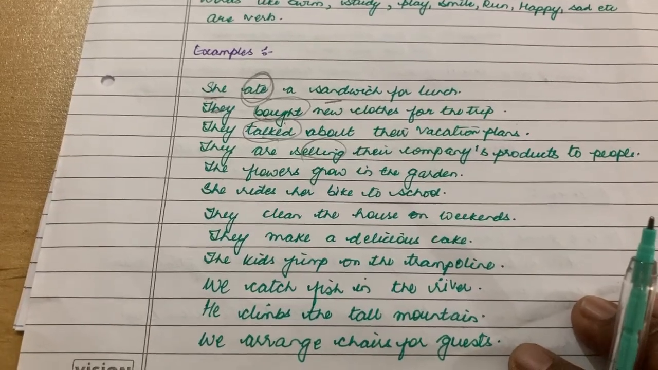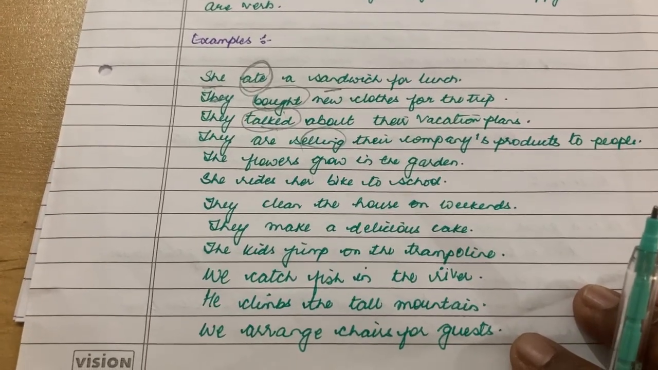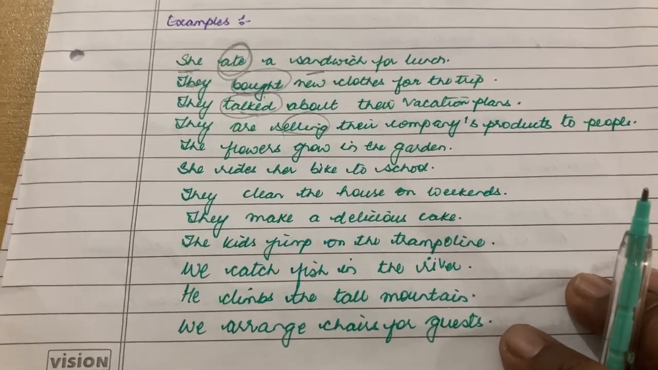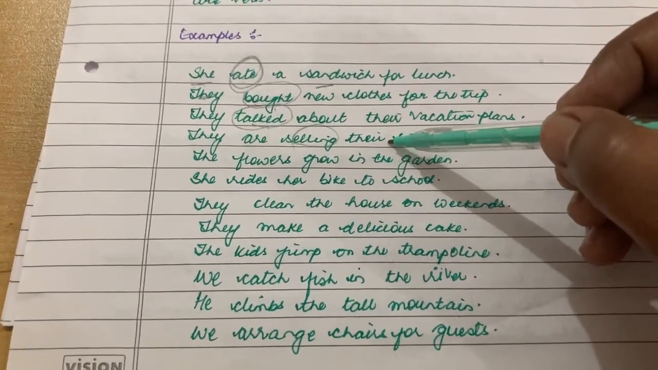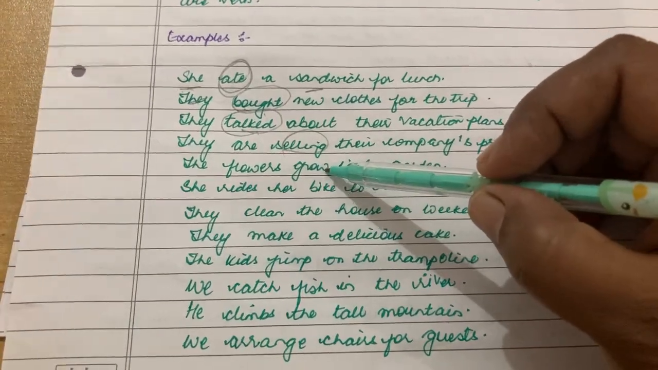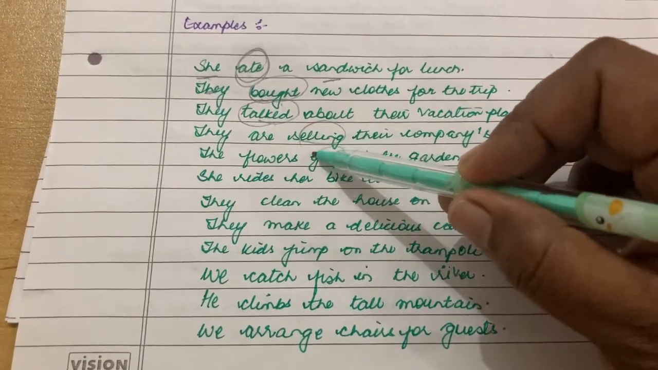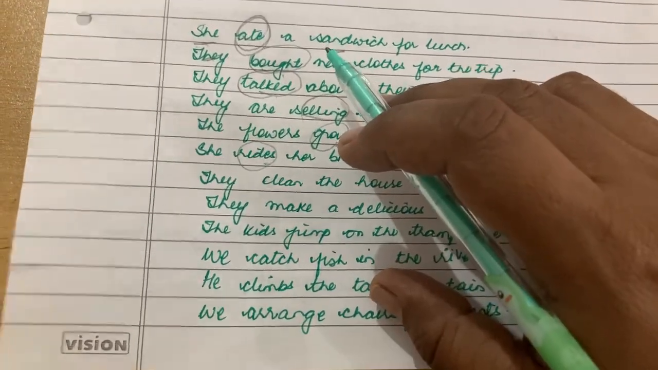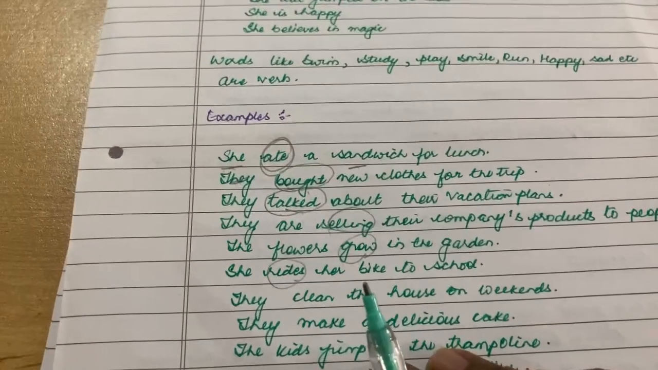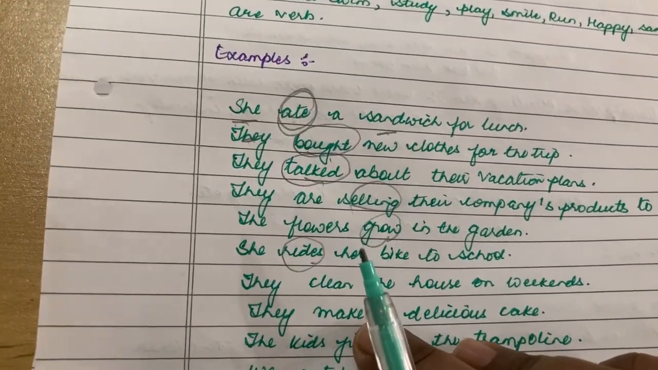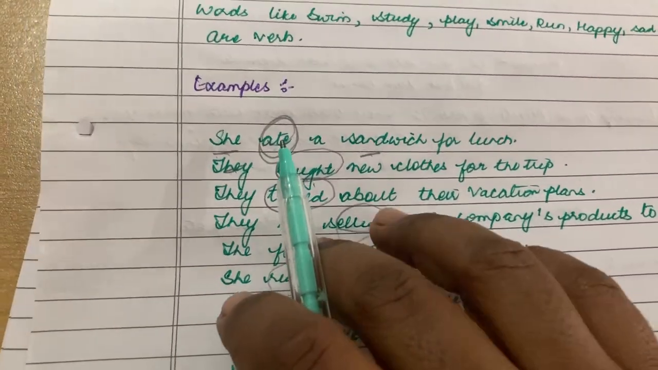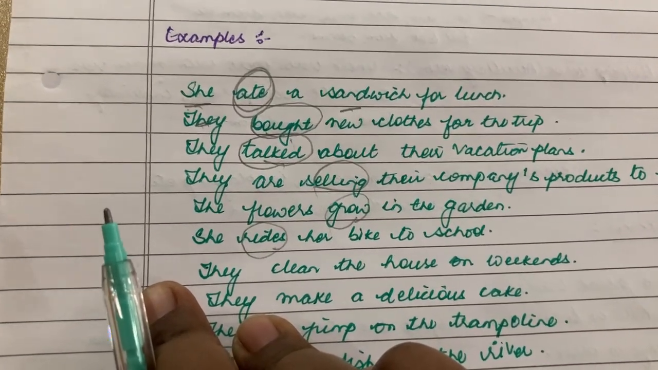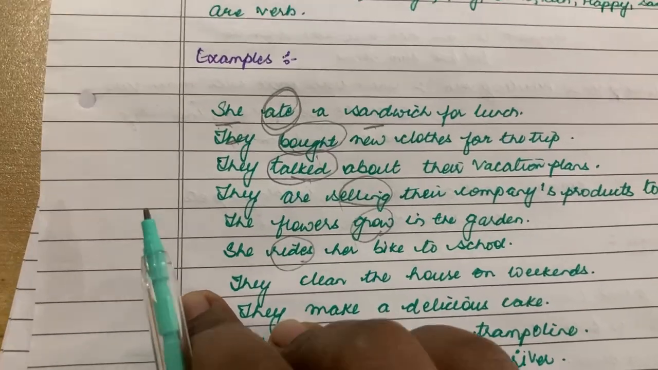We catch fish in the river. He climbs the tall mountain. We arrange chair for guests. So here, whatever action in each sentence is described is shown by the verb. In each and every sentence, whatever the subject is doing, the verb is telling us what the subject is doing, or what the subject is experiencing, or how it exists.